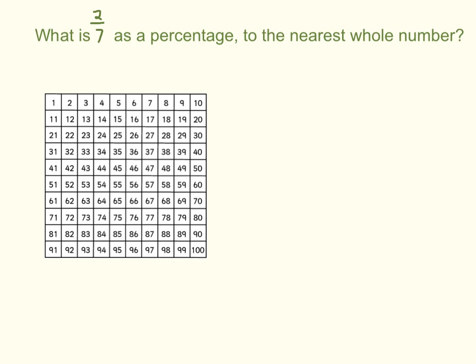Now, for your next question, I'm going to give you a visual aid. Your question is, what is 2/7 as a percentage to the nearest whole number? Well, what I know about percent is it means out of 100. And to work out 2/7, I'll have to work out what a seventh is, and then double. So I'm looking at splitting the 100 into 7 equal pieces. Pause the video and have a go at working out as accurately as you can what 2/7 is as a percentage.